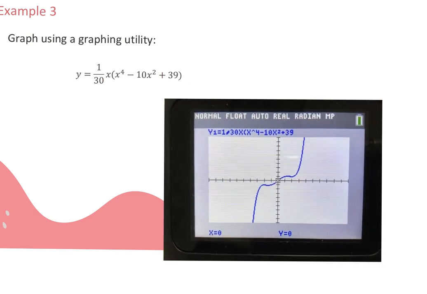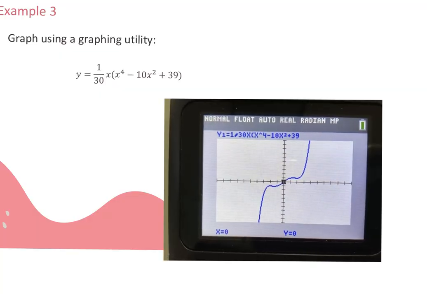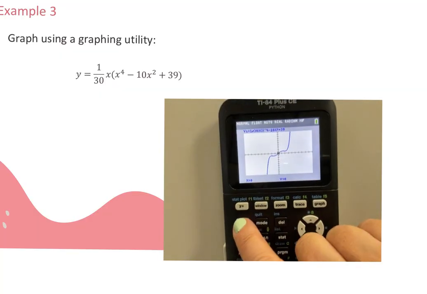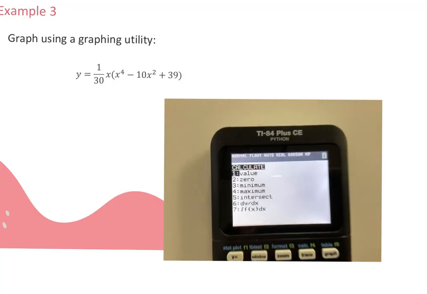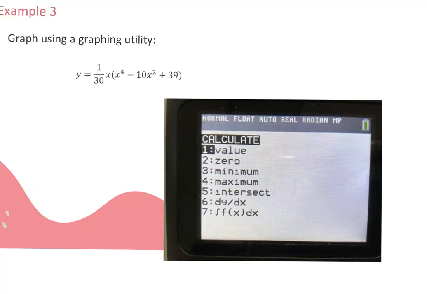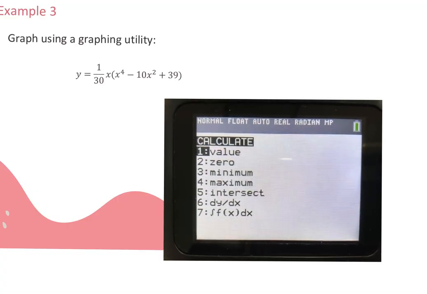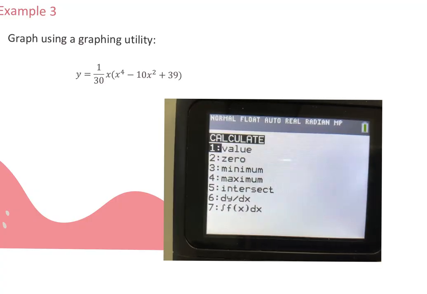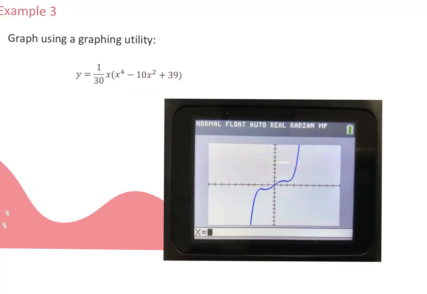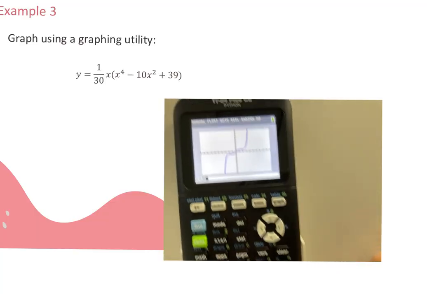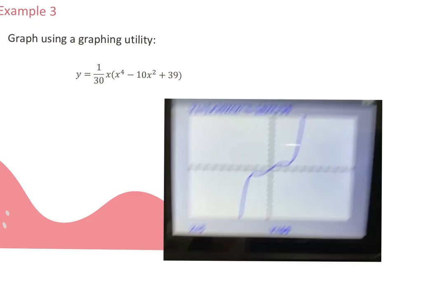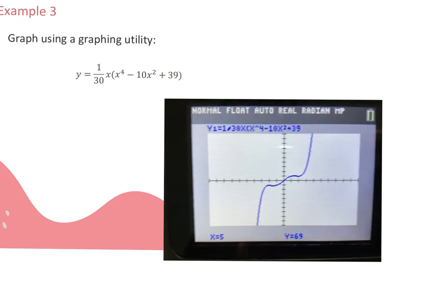But if I want to find something specific, let's say I want to find what happens when I plug in 1 for x, then I can go second, trace, and I get to this calculate menu. And this is a super important menu. It has value, zero, min, max, intercept. We use all those things. Value is where I can say what value would I get out of this equation if I were to plug this value in for x. So if I plug 5 in for x, it's going to take me to the point where x is 5, and notice how big it is. It's 69. It's all the way off the screen, okay? So how is this helpful?